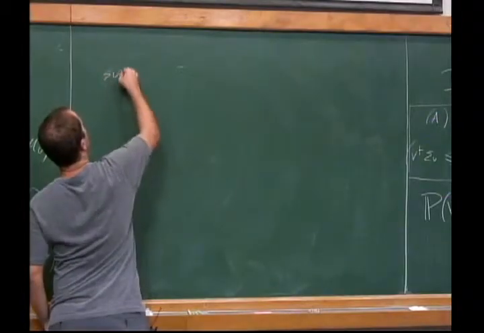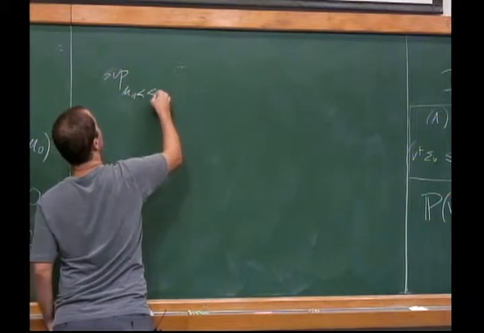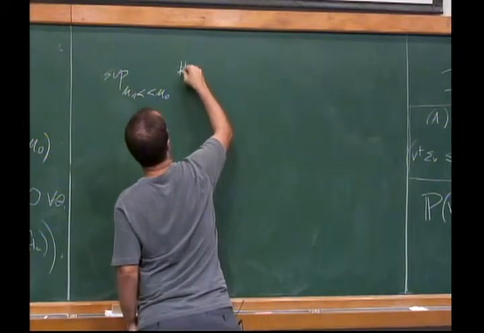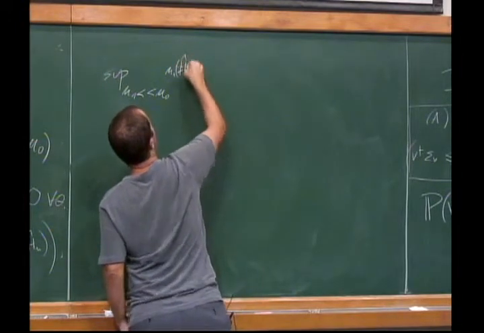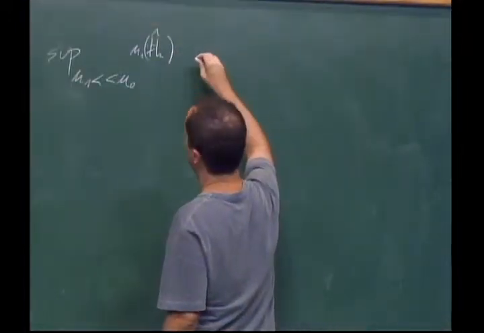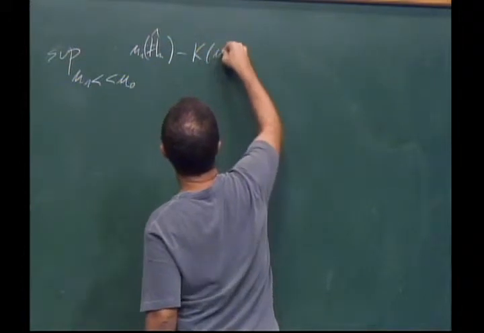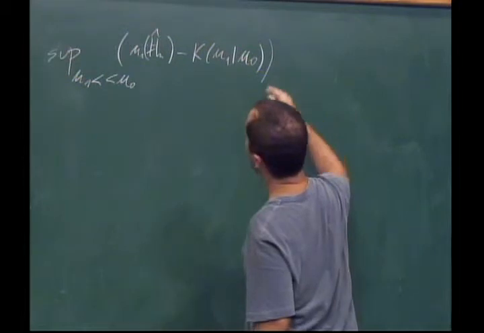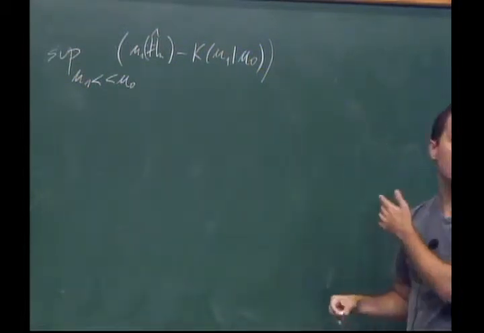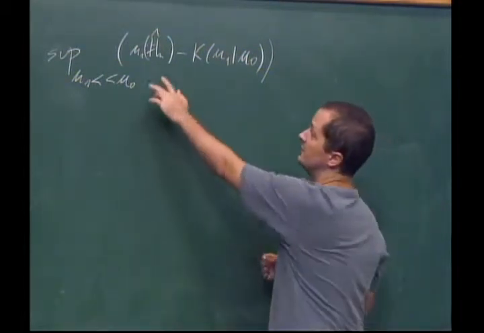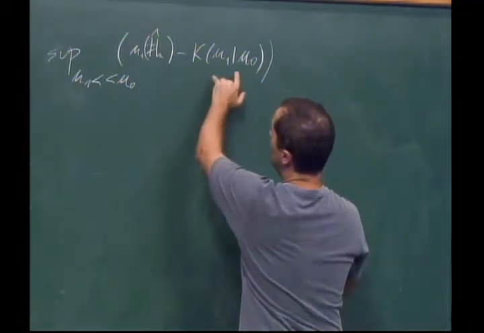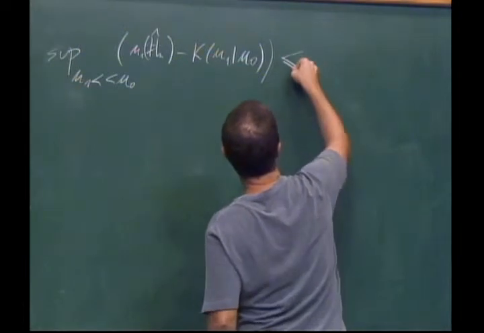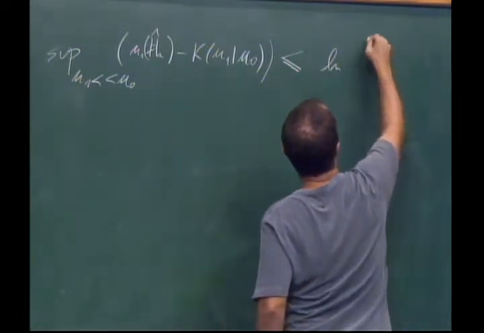So sup over mu1 absolutely continuous with respect to mu0 of mu1 of h sub n is minus the Kullback-Leibler distance. This maybe is the object that you care about, because this is not the original empirical process, and you have this other thing here as well. But this is less than something which is uniform.